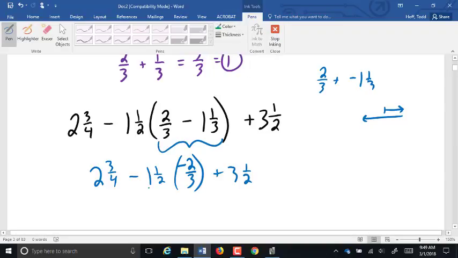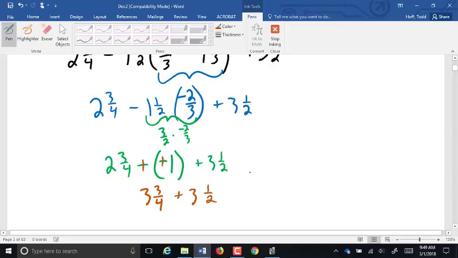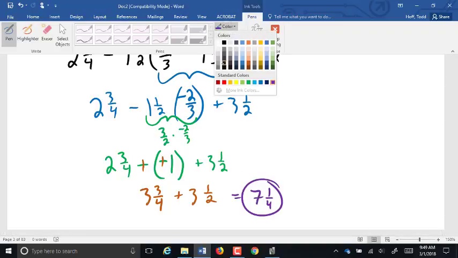Our next step is to multiply. 1 1/2 times a negative 2/3. Well, this is 3/2 times negative 2/3, which is a negative 1. Now we have 2 3/4 minus a negative 1 becomes plus a positive 1. That's 3 3/4. 3 3/4 plus 3 1/2 is 7 1/4. How many of you came up with that? Okay. Any questions?